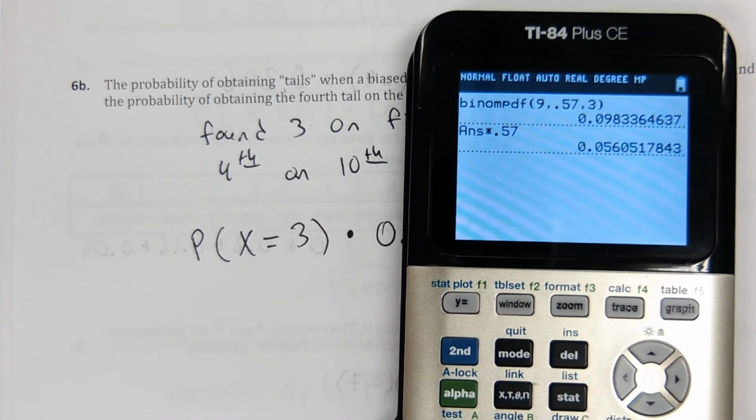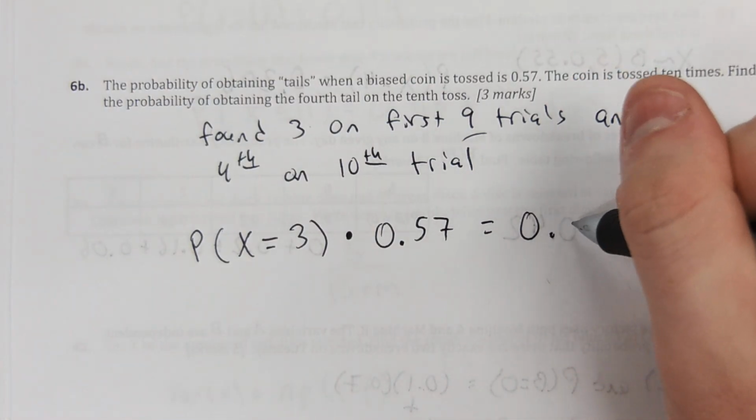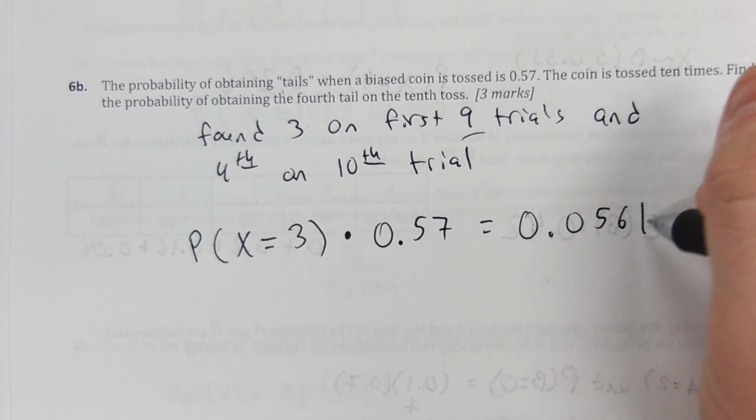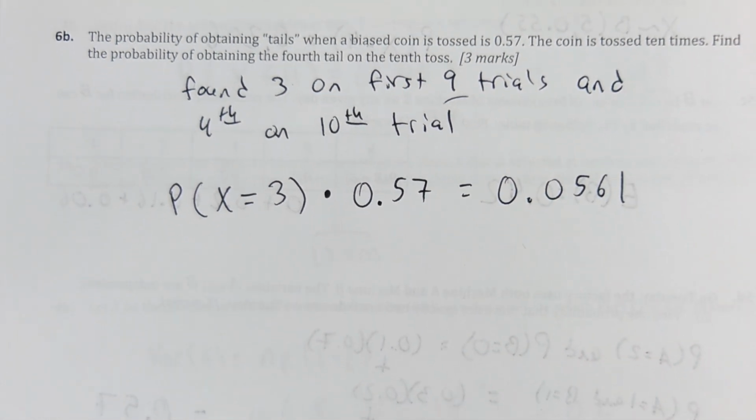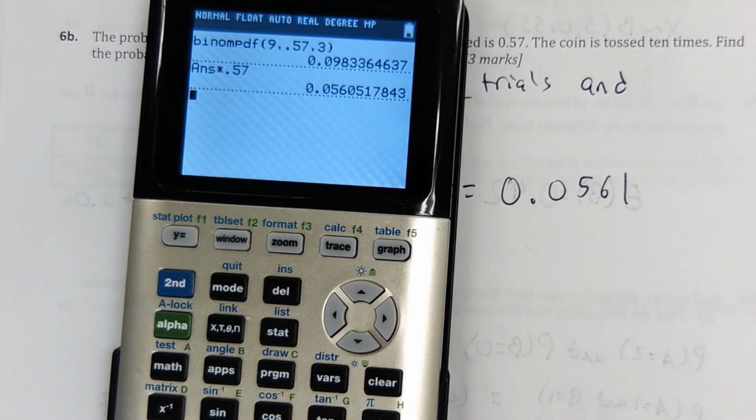So it's insanely unlikely, 0.0561. If you wrote 0.056, you didn't get that mark. 3 sig figs. Leading zeros do not count as sig figs.